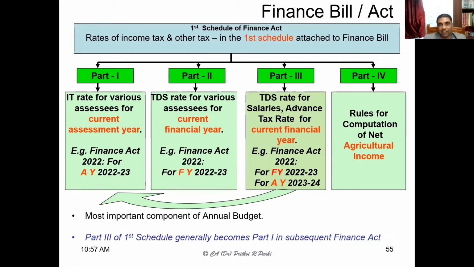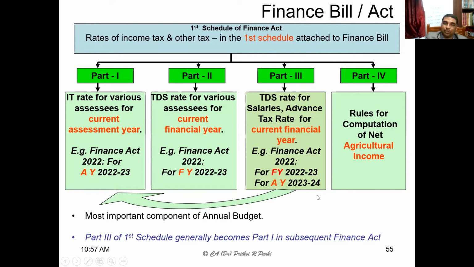Yes, sir. Now, Part 3 is extremely important for us. Part 3 talks about various things. One is TDS rates for salaries, what the tax rates will be for employees, plus the advance tax rate for the current financial year. Current financial year means 22-23. What is the advance tax rate for 22-23? That is for assessment year 23-24, that means for the next assessment year. What will be the rate? That is prescribed here in Part 3.